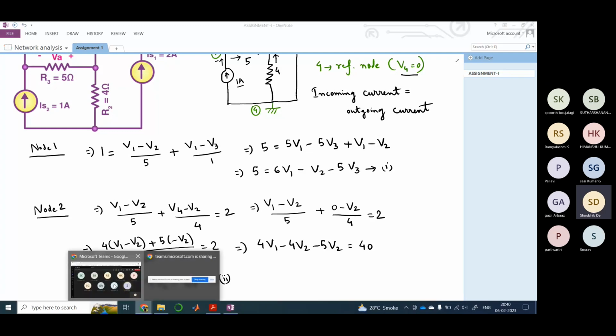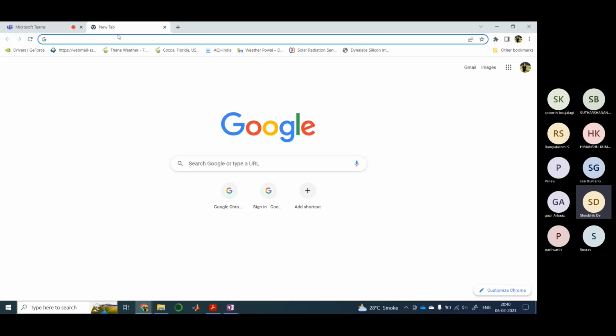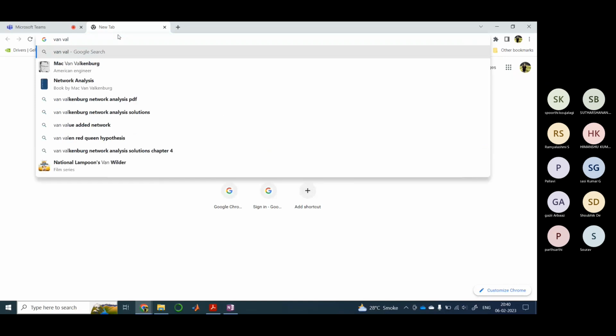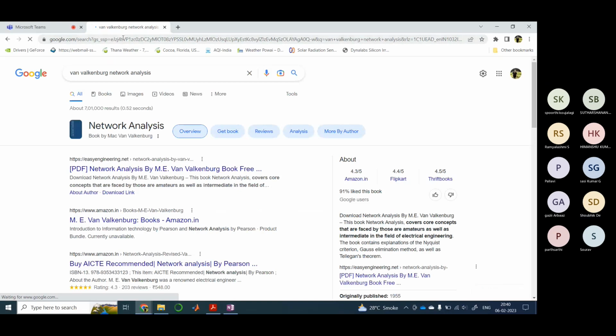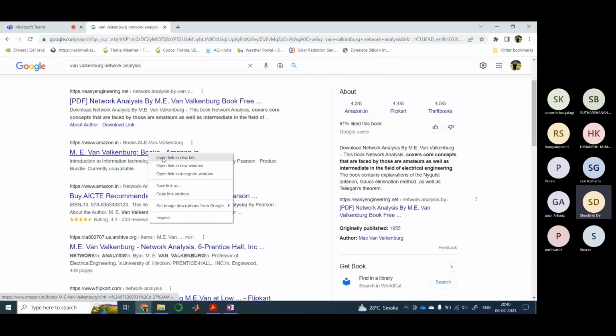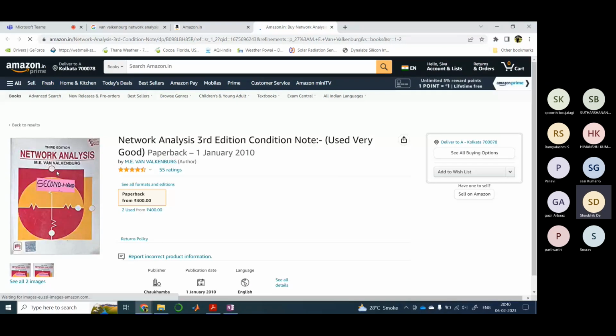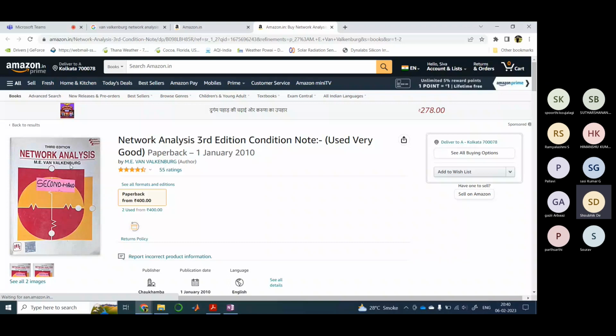I'll just type it in Google. I hope you can see the screen, right? Yes, sir, I can see it. So just search Van Valkenburg. Yeah, this book, Network Analysis by Van Valkenburg. I'll just show this book on Amazon. This book has pretty hard level problems once you gain expertise. Okay, sir. Thanks a lot, sir. Okay, welcome.